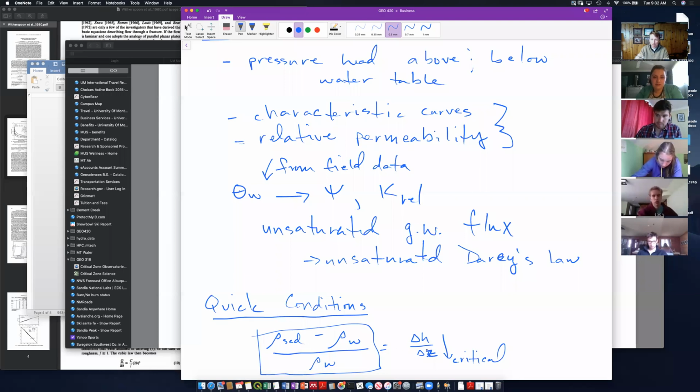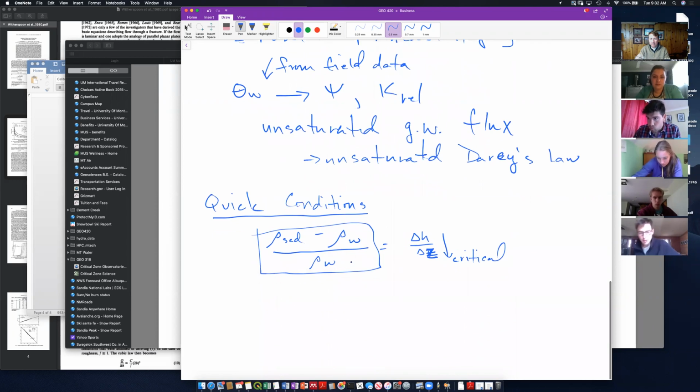If my hydraulic gradient is less than this critical value, then I won't be able to float the sediment and I won't have quick conditions. Is there a direction associated with the critical hydraulic gradient? No, it's just a value. There's a direction, though. It has to be vertical.